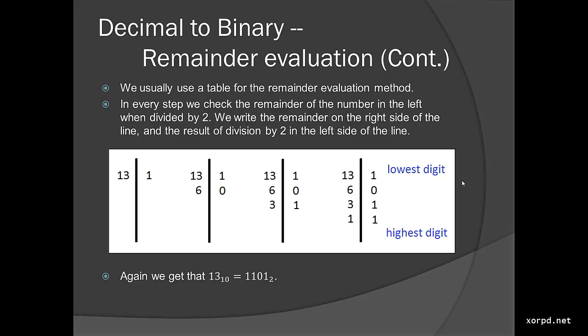This method is very interesting because you get the digits in the opposite order. In the beginning you get the lowest digit, and in the end you get the highest digit, because we are using the remainders, and the remainders give us the lowest digits first. And again, just like the other method, we get that 13 in base 10 equals 1101 in base 2. Just make sure for a second that you see that the numbers are equal. Nice, let's move on.